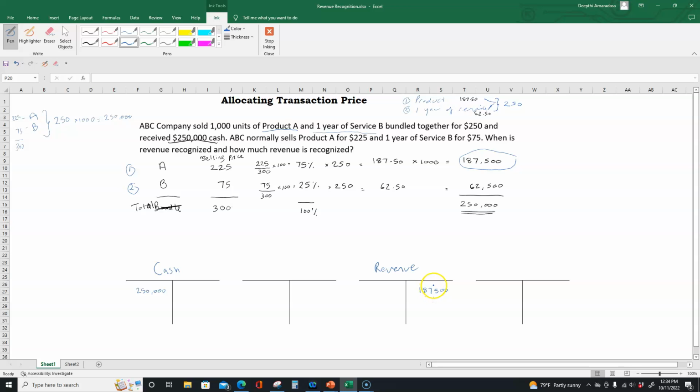For service B, we're not done yet. We just started. We have to provide 1 year of service for us to recognize that revenue. We received the cash of $62,500, but we still haven't provided the service. So $62,500 would be deferred. It would be the deferred revenue or the unearned revenue account. So deferred revenue would be credited for $62,500. Again, I want to remind you that deferred revenue is the same as unearned revenue.